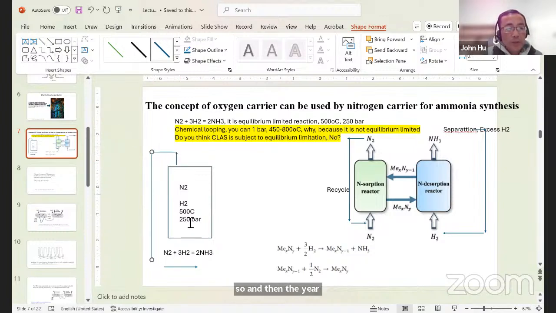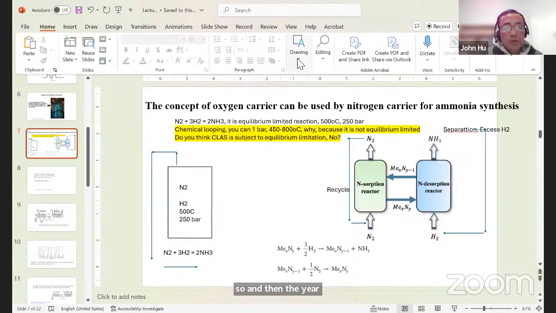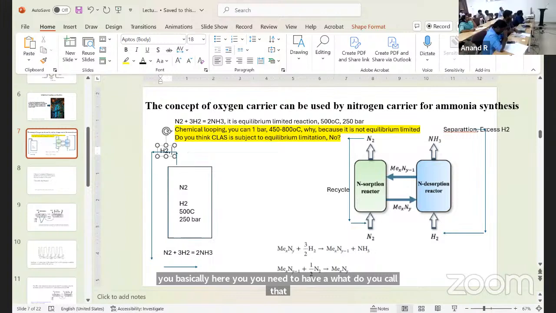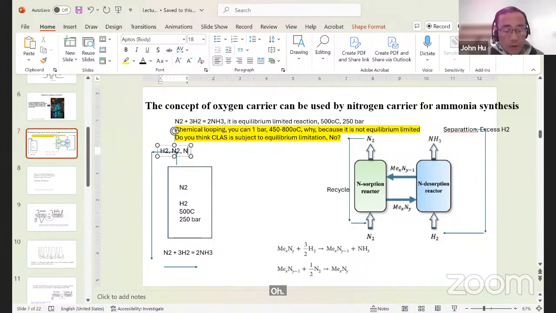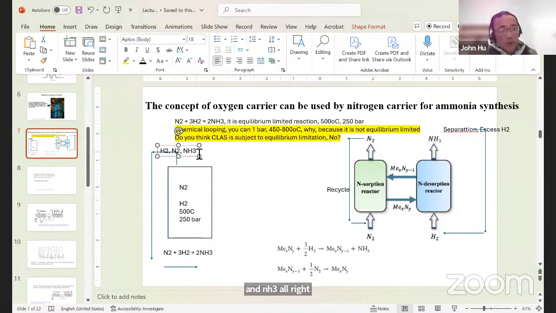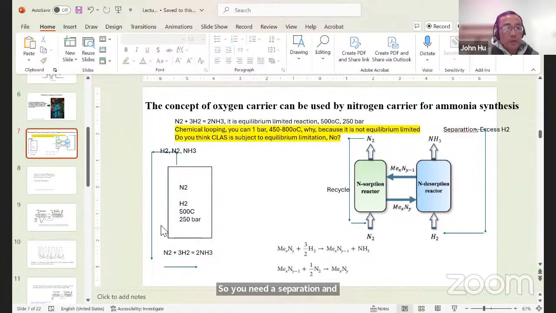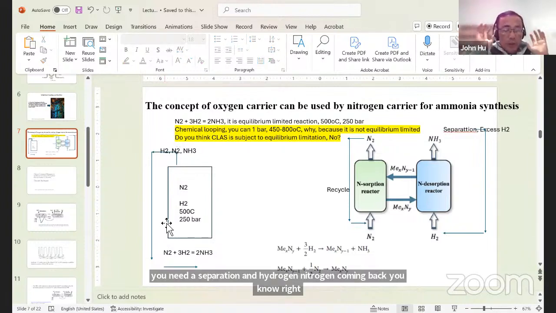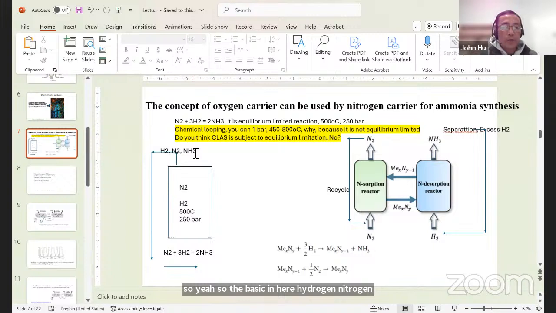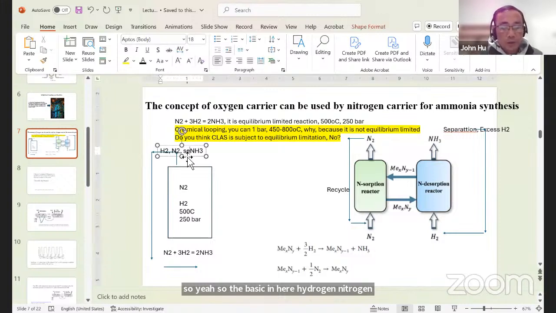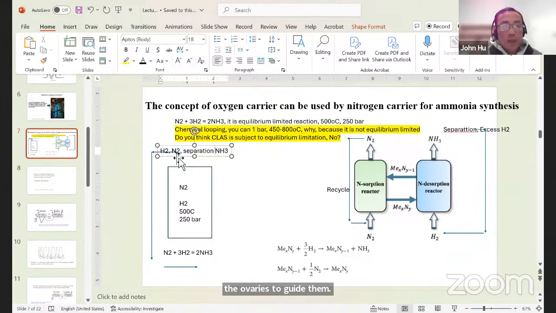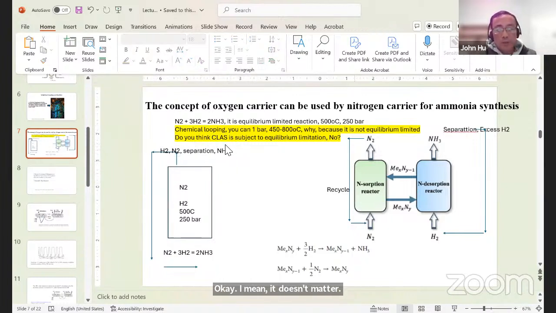Okay, basically here you need to have H2, N2, and NH3. All right. So yes, then you need a separation and hydrogen nitrogen coming back. All right. So basically in here hydrogen and nitrogen are always together. The separation. Okay, I mean, it doesn't matter. Either in the Haber-Bosch process you need separation. Here you need separation. You cannot avoid the separation.